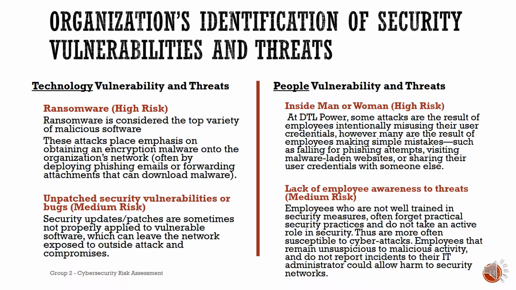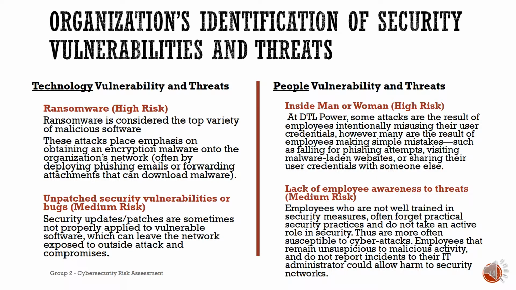Examples for technology are ransomware, which has a high impact on DTL Power. Ransomware is the top variety of malicious software found in a majority of the cases where malware was identified. These attacks place emphasis on getting encryption malware onto DTL Power's networks. Once the malware is able to enter the network, it can encrypt all the files on the network to make them inaccessible to system users. Unpatched security vulnerabilities or bugs have an immediate impact on DTL Power.